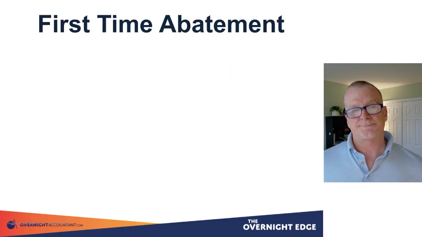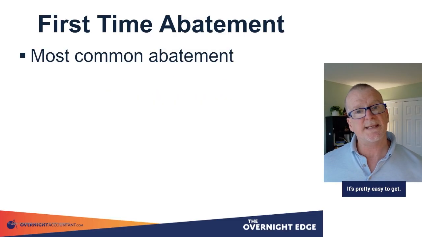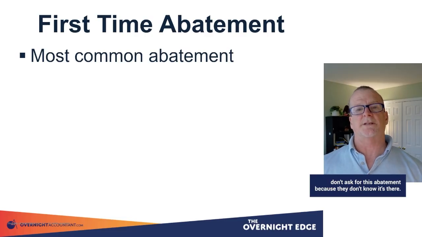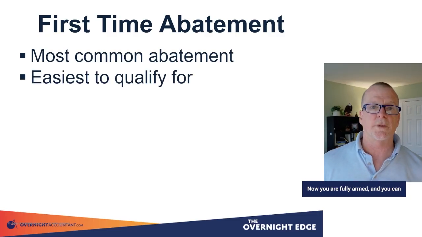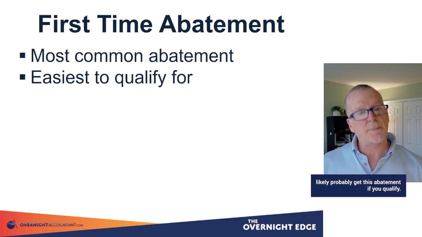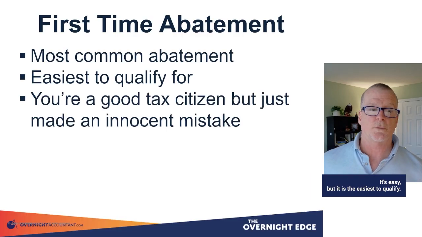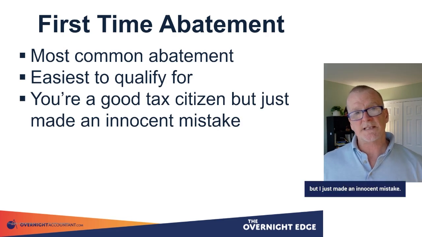First-time abatement. This here is the most common form of abatement. It's pretty easy to get. You'd be surprised how many folks don't ask for this abatement because they don't know it's there. That's why you're watching this video. Now you are fully armed, and you can probably get this abatement if you qualify. It's the easiest to qualify for. Basically, you're saying, hey, IRS, I'm a good tax citizen, but I just made an innocent mistake.